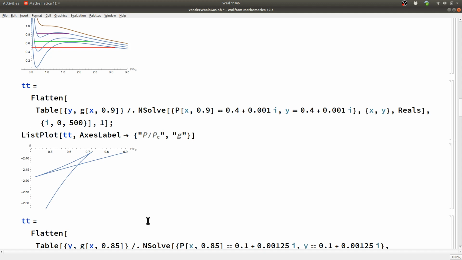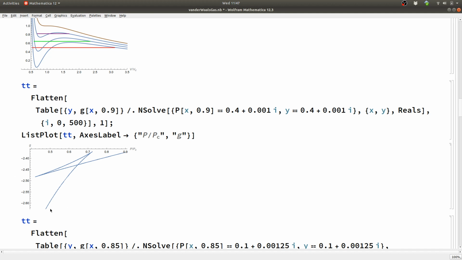Sir, from this, where the three curves are intersecting, from this curve, how are we finding the location of the tie line? Yeah. So see, if you remember, I said that there is G1, G2, and G3.